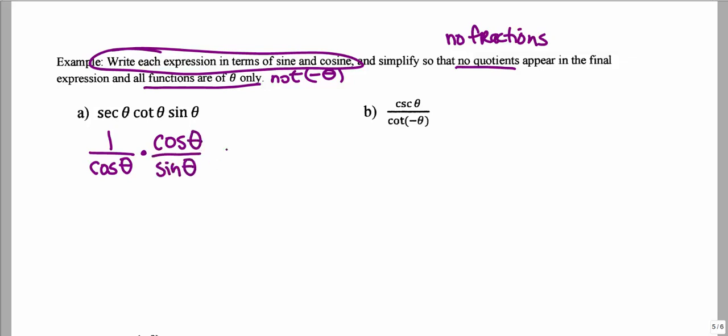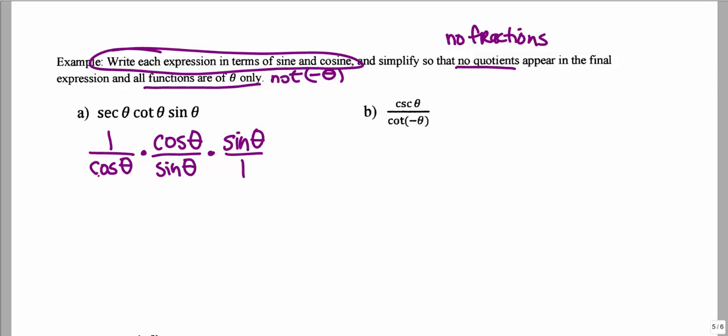So we're using those identities to take what we have and change them into identities that use only sine and cosine. And the last one is sine. That's already written in terms of sine, so we will leave that as it is. Think about that as sine over 1. And I want to get rid of all of my fractions. I don't want to have fractions in my final answer.